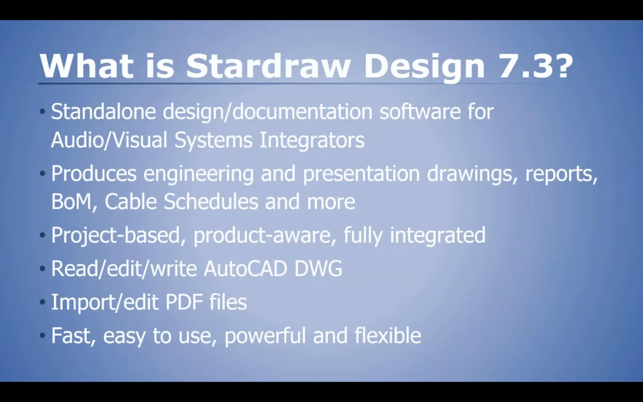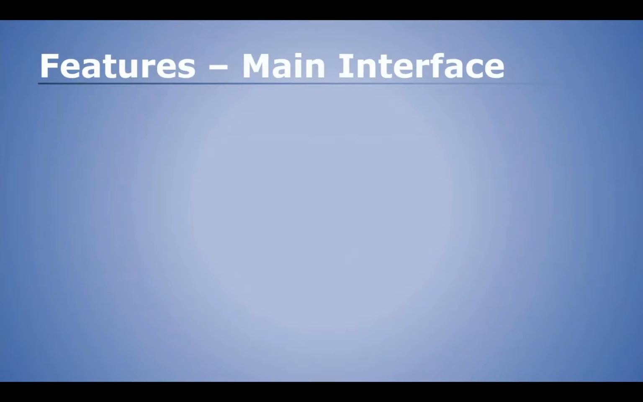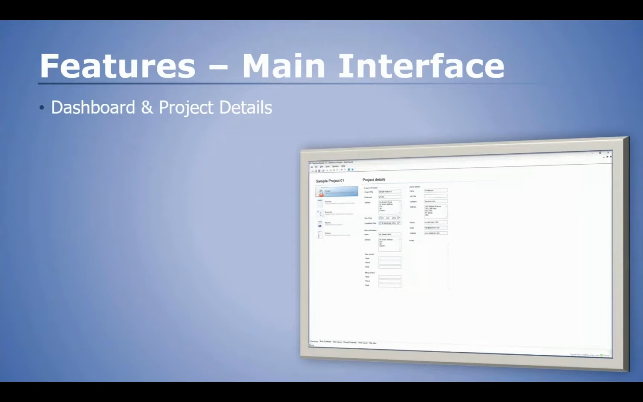As with all of our software, Stardraw Design 7.3 is very fast, it's easy to use, it's intuitive. But this is our 7th generation design and documentation tool. So it is very mature, it is very feature rich, it is very powerful, and it's very flexible. But the point is, you don't need to know everything about Stardraw Design 7 before you can do anything. As I say, most users are productive in their very first session without any specialist training. So we'll have a quick tour through the main interface.